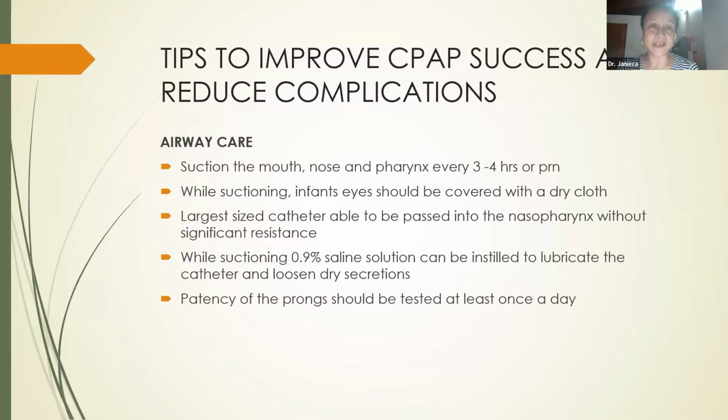When we choose the suction catheter, the largest size catheter that is able to pass into the nasopharynx without significant resistance should be used, so that the thick secretions can be suctioned with ease. Then 0.9% saline solution can be instilled. This helps in lubricating the catheter and loosening the dry secretions while we are suctioning. Patency of the prongs should be tested at least once a day.